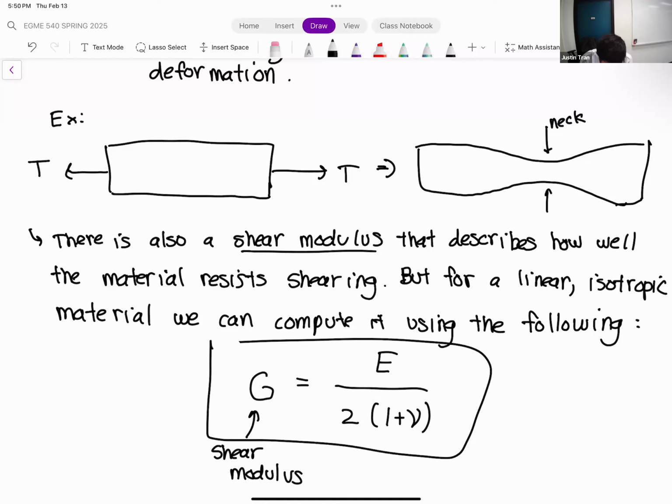So there's no need to input one manually, unless you have a strange material that may be stronger in shearing or weaker in shearing. But for most materials, this relationship is pretty much satisfied if the material is linear and isotropic.